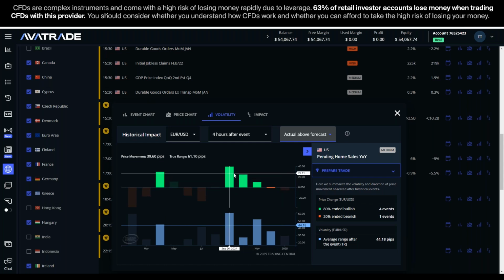This is a trend of some sort. 80% of the time, 4 out of 5 times, if the housing pending sales in the US are better than expected, the USD actually weakens.